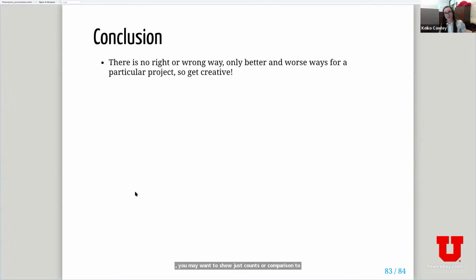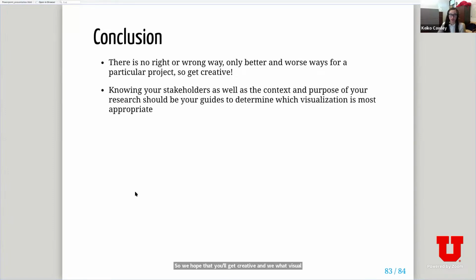All right, so those are all the visuals that we have for you today. Some concluding remarks: yes, there's no right or wrong way, just better and worse ways for a particular project. So we hope that you'll get creative. And what visual is more or less appropriate really just depends on your stakeholder, what they're looking for, and the context and purpose of your research.